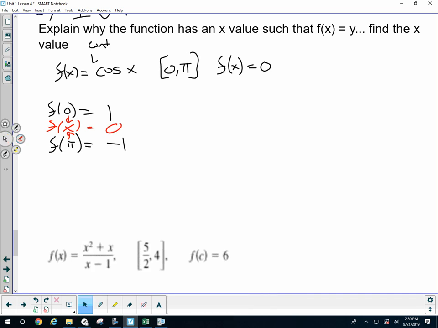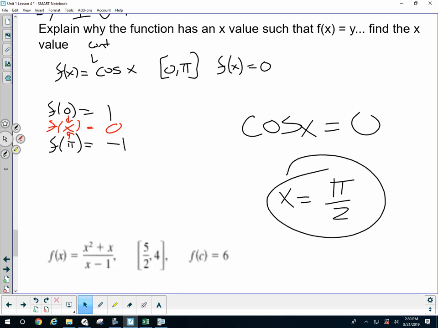Now, we want to go a step further in this situation. We want to actually find the solution. In most situations, I'm not going to require you to find the solution, but I actually know that at pi over 2, which is between 0 and pi, cosine is equal to 0.